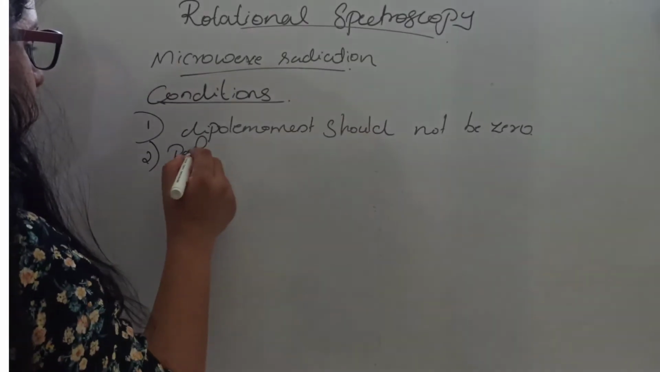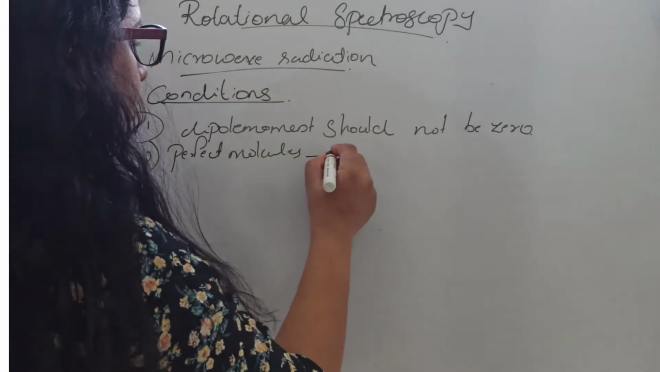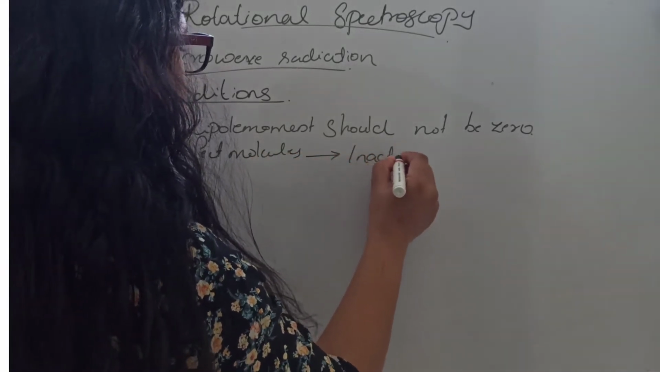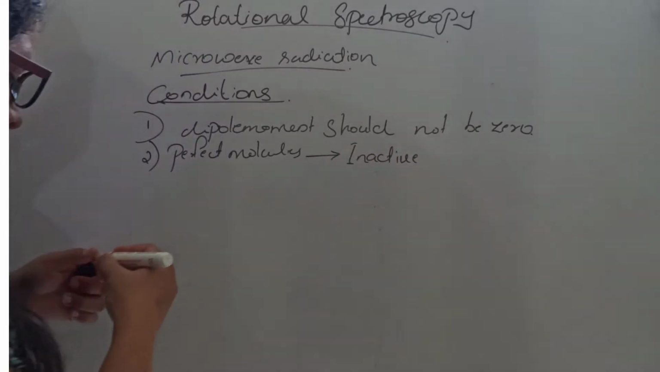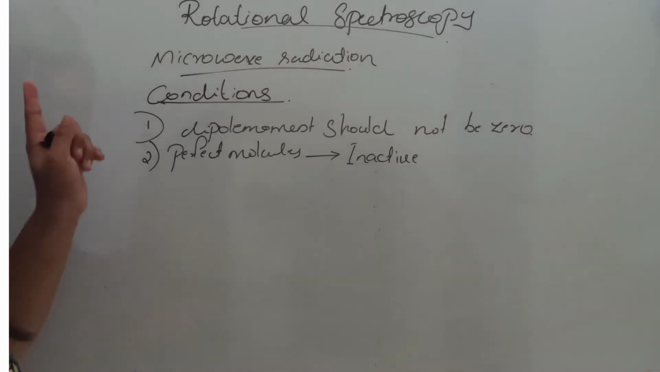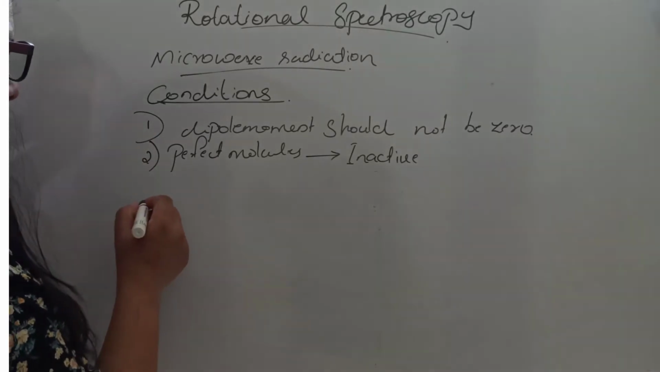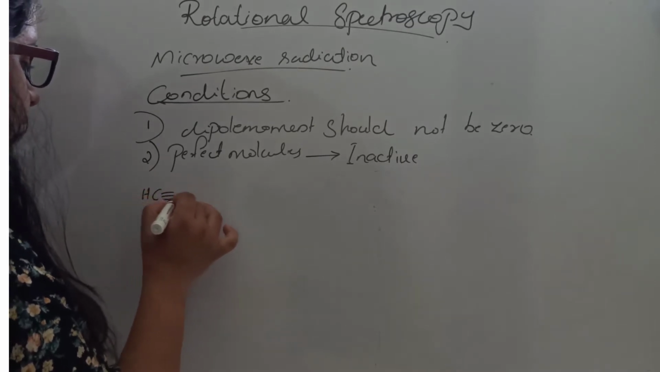The first one I wrote already: the dipole moment should not be zero. The second one: perfect molecules are rotationally inactive. We know in different spectroscopic techniques there is the condition of resonance. The same thing is happening here also, because the rotating molecule's frequency should match the microwave radiation frequency, then only will we get a rotational spectrum. Sometimes a question may ask what the molecules are which are rotationally active or rotationally inactive. So these are the two important conditions.